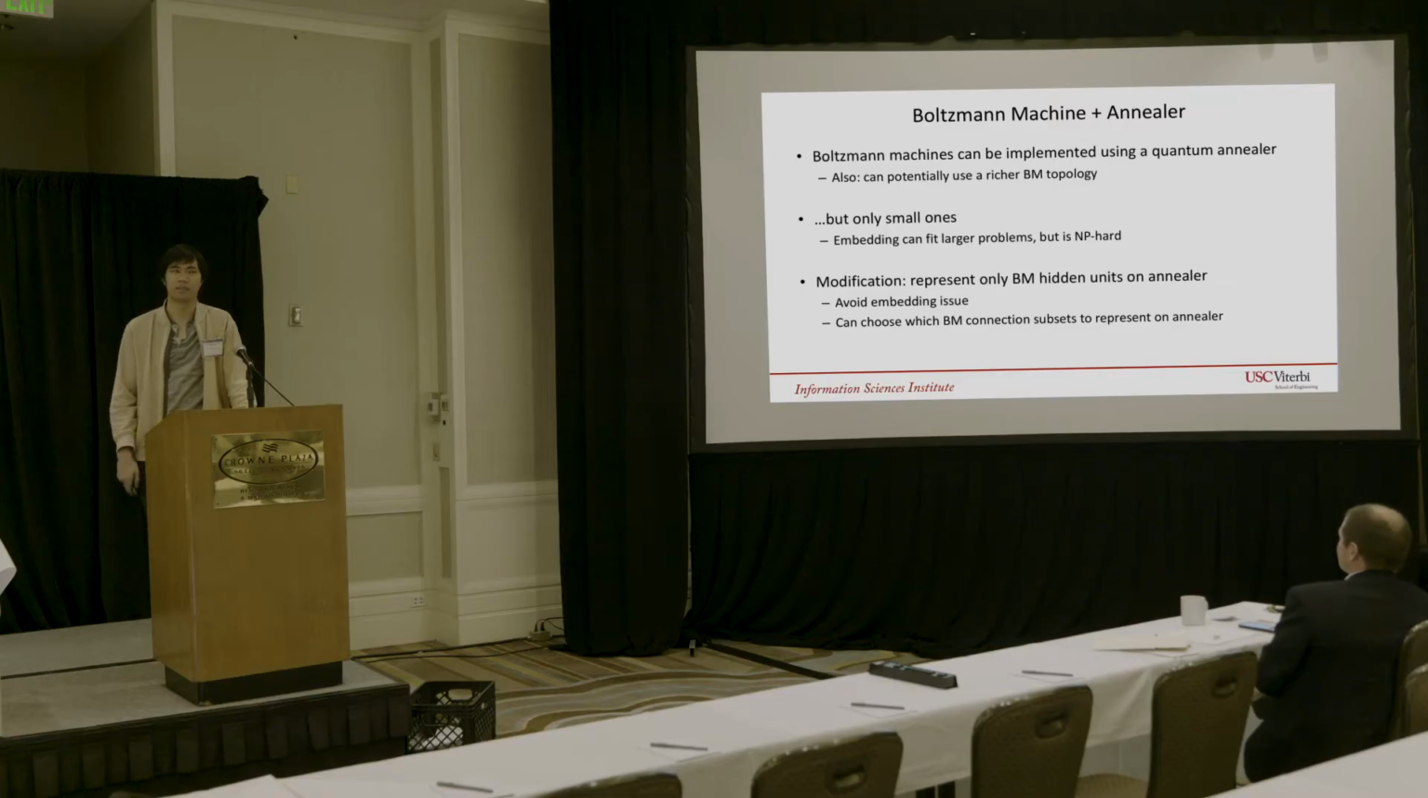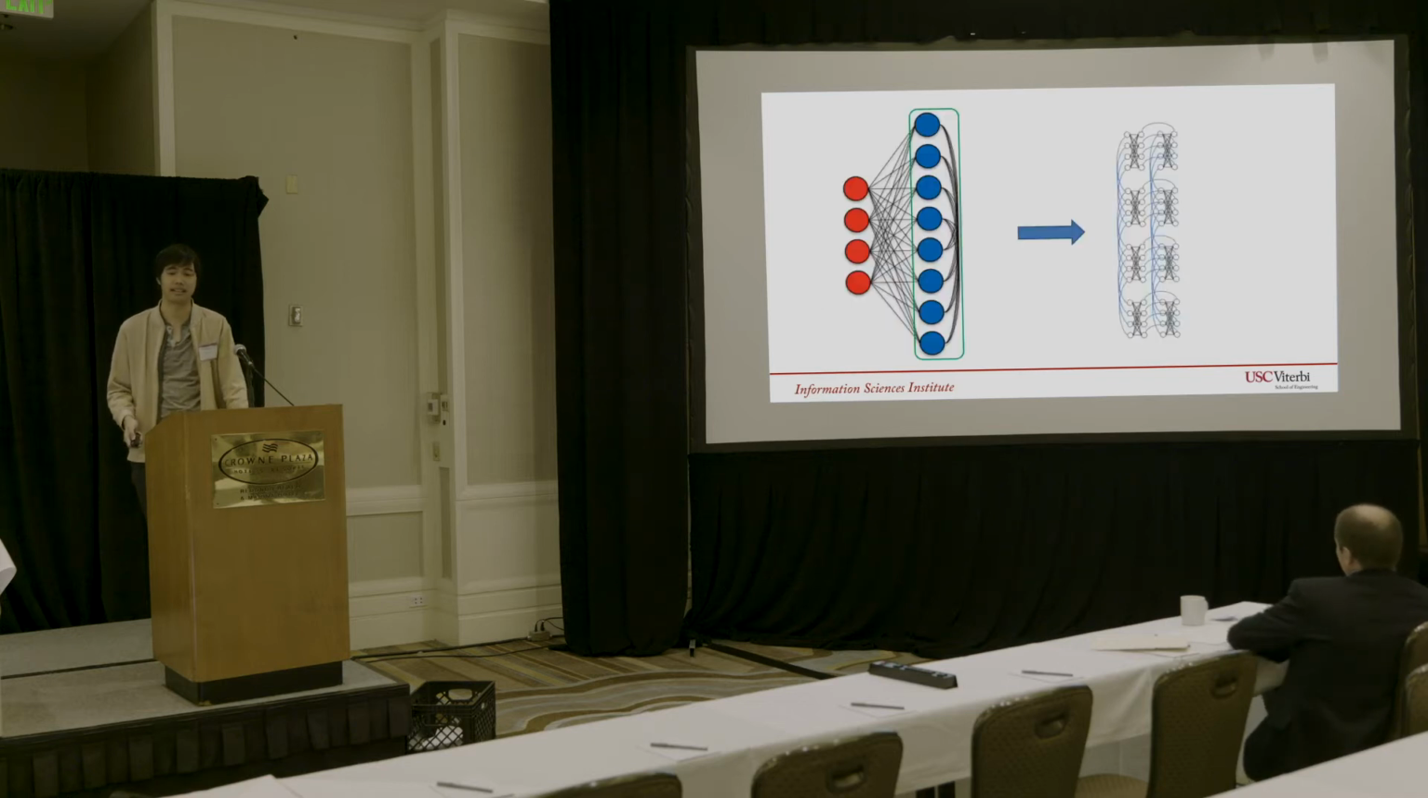Unfortunately, because of the limitations of the annealer I just discussed, we can only fit small Boltzmann machines onto the annealer. So we could use a process called embedding to fit larger problems of interest, but this is also NP hard, so we want to avoid that if possible. So what we've done is made a modification to Boltzmann machines by using an approximate training method and only representing the hidden units of the Boltzmann machine on the annealer. In this way, we avoid embedding, and it also opens up a playground for us where we can choose which Boltzmann machine connection subsets to actually represent on the annealer.